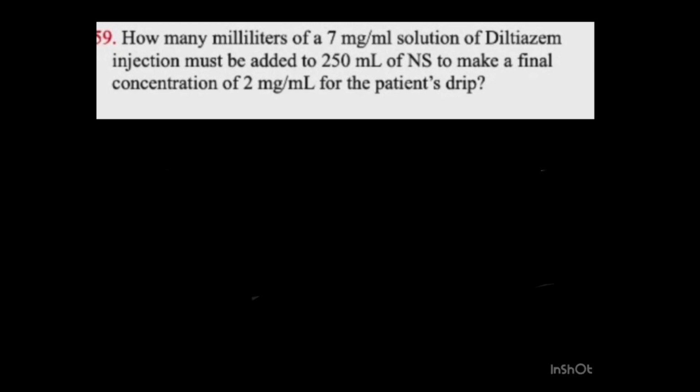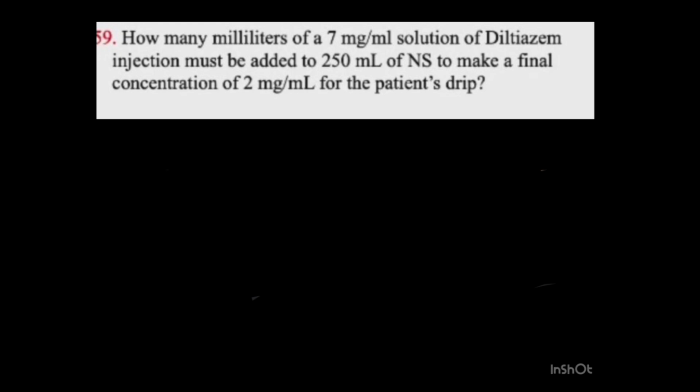So we're starting with the first one up here. It is number 59. How many milliliters of a 7 milligram per ml solution of diltiazem injection must be added to 250 mLs of normal saline to make a final concentration of 2 milligram per ml for the patient's drip. Notice that we are going from a higher concentration to a lower concentration.